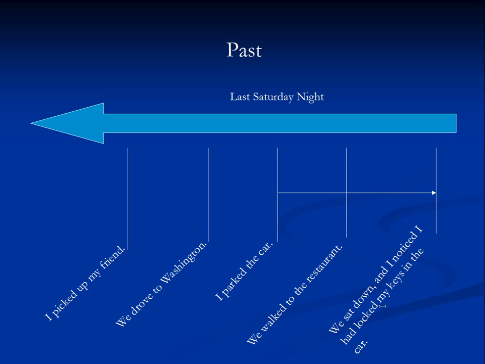Well, notice that we have the past perfect here. I had locked. So what are we relating? Well, there is a span of time here. Here where we parked the car, that would be when I locked the keys in the car, soon after getting out. So around here is when I locked the keys in the car, and here is when I noticed I didn't have my keys, that I locked them in the car.